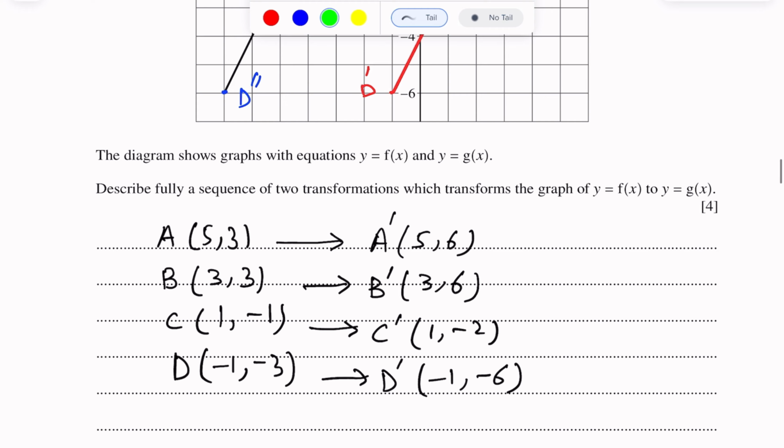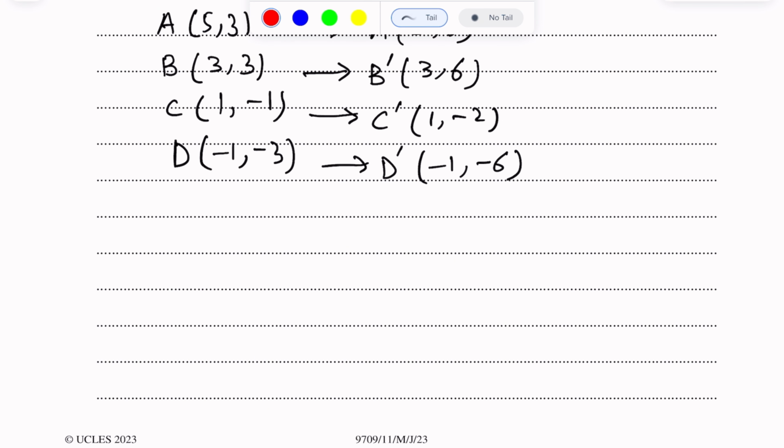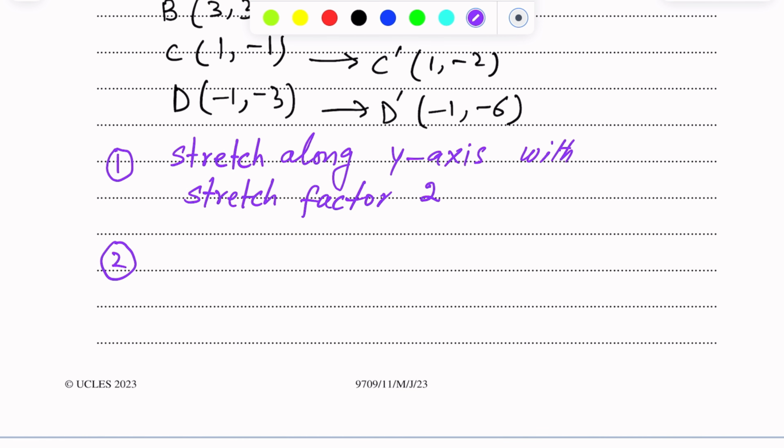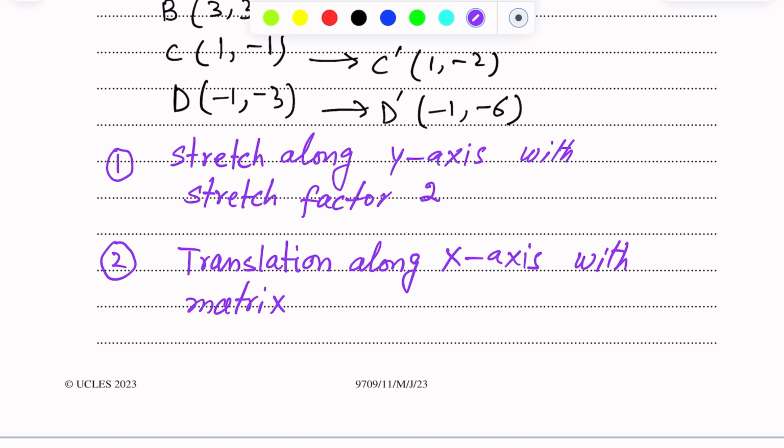Sequence of two transformations we write here. Number one, stretch along y-axis with stretch factor 2, then translation along x-axis with matrix (-6, 0).